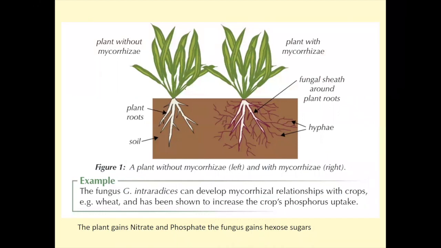So it's just a reminder that mycorrhiza are also used for phosphate. Okay, the plant gains nitrate and phosphate. The fungus gains hexose sugars as symbiosis. And you can see the difference. Look at the surface area. That fungi is busy scooping up phosphate far and wide.